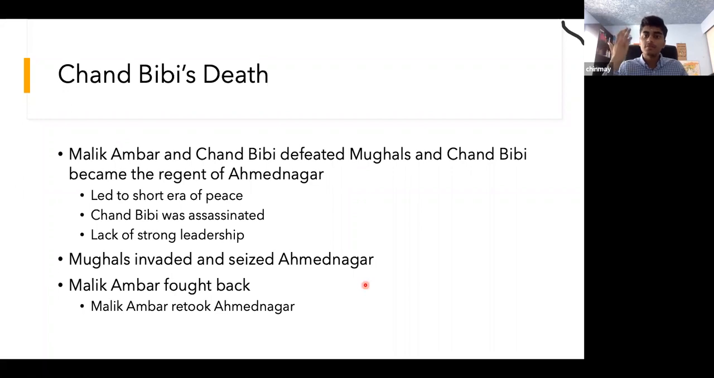And then he vowed that he would fight for the south. He would fight for the Deccan. He would fight for Ahmednagar against the Mughal Empire. And Malik Ambar started building an army.